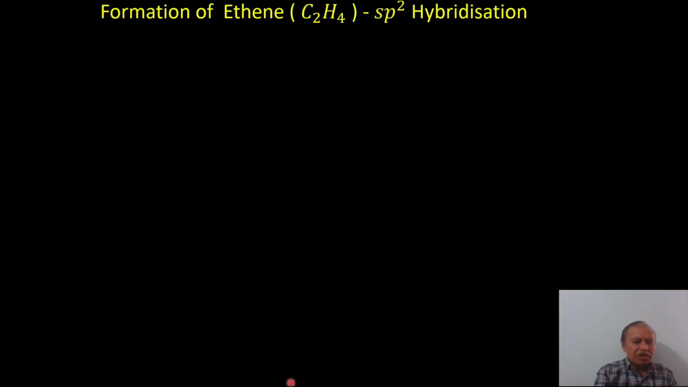The molecular formula of ethene is C2H4. That means there are 2 carbon atoms and 4 hydrogen atoms. Each carbon atom is attached to 2 hydrogen atoms. One carbon atom is attached to 2 hydrogen atoms, and the other carbon atom is also attached to 2 hydrogen atoms. So the formation of ethene is explained using the valence bond theory.